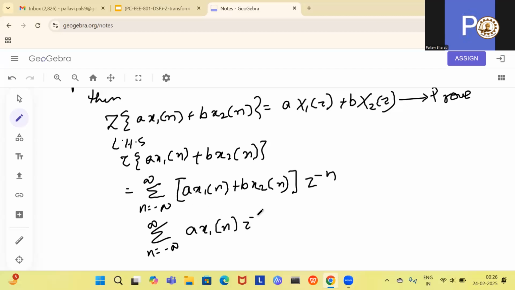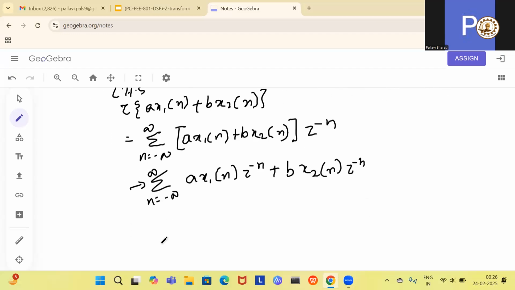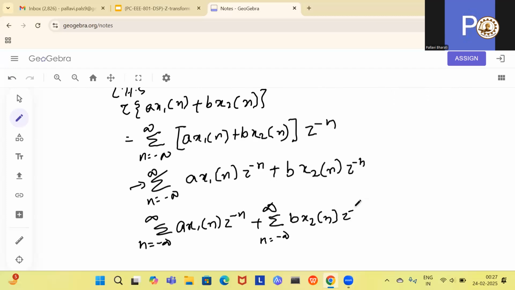A x1[n] z to the power minus n plus B x2[n] z to the power minus n. This summation can be separated into both the terms, n equals minus infinity to infinity A x1[n], as both of them are having this variable n, you can separate this summation, n equals minus infinity to infinity B x2[n] z to the power minus n.